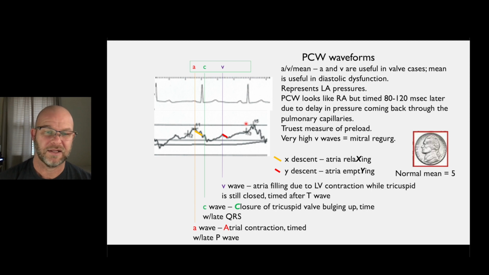But other than that, it's the same numbers as far as the right atrium, except it's timed 80 to 120 milliseconds later, because it's not seeing the left atrial pressure directly. It has to come back through that capillary field to make it back over there. Once again, a very high V wave would be influenced from the ventricle. The mitral valve should shield that, but if you see a large V wave in there, that's mitral regurg, blood flowing backwards.